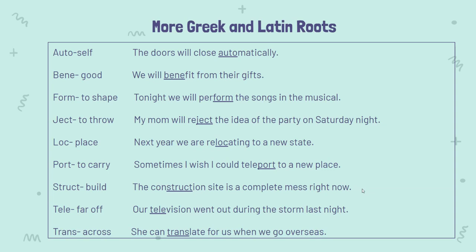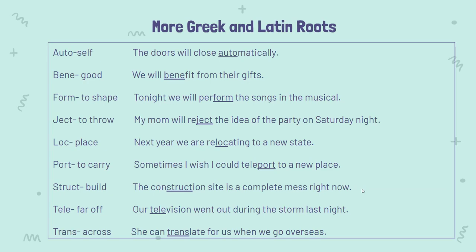And then we have tele, which means far off. Our television went out during the storm last night. So with the word television, we have two roots combined, and we also have a suffix to make the word television, meaning you see something that is made far off. And then you have trans, which means across. She can translate for us when we go overseas.